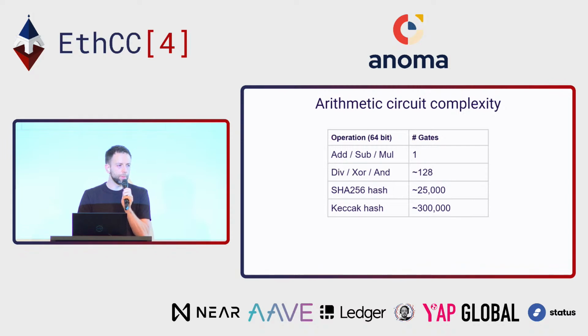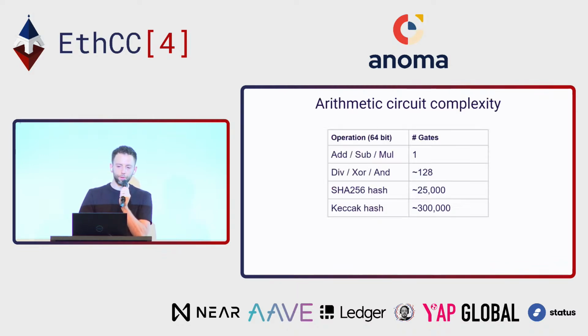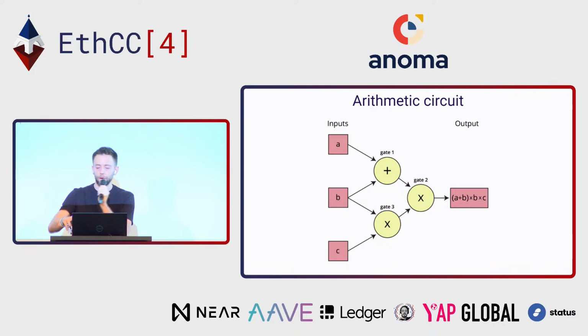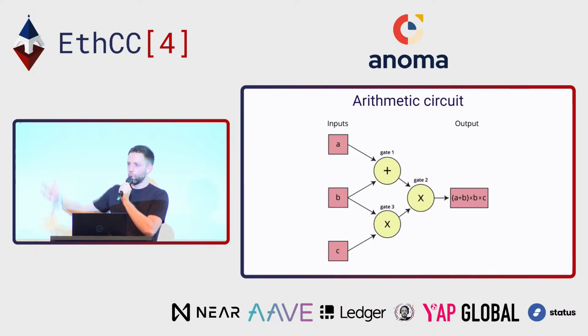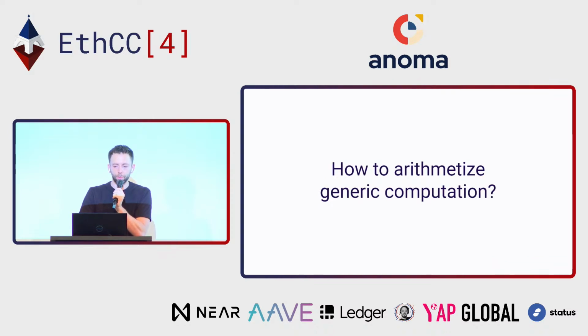And the problem is some of the operations are going to be very expensive. If we need to implement simple addition or multiplication, it will take us just one gate because it's a native operation in this circuit. But if we need something like a SHA-256 hash or Keccak hash, God forbid, it's going to be thousands and tens of thousands of those gates with those operations. So if you want to combine them and do something flexible, it's just going to get out of control in terms of costs. So how do we arithmetize generic computation?